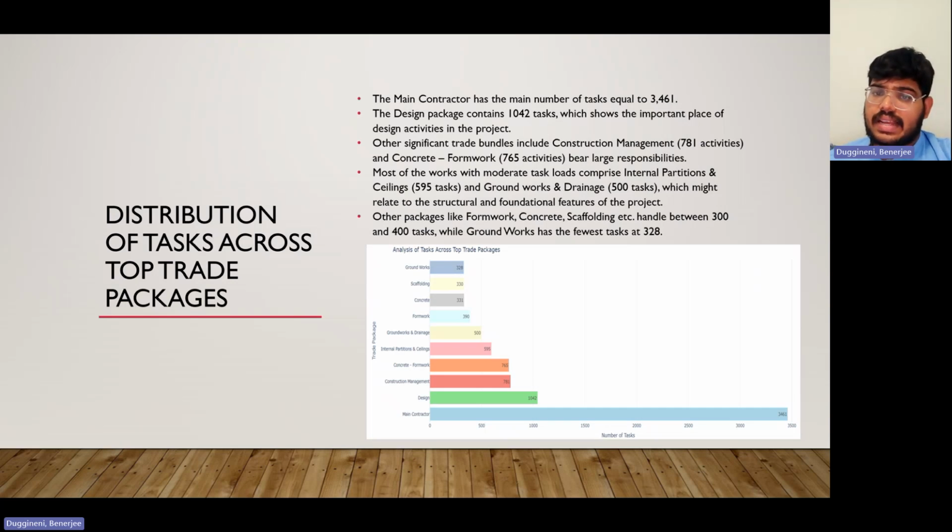And the other packages like formwork, concrete, and scaffolding handle between 300 and 400 tasks. As you can see, the groundworks and scaffolding took a number of tasks, like the main contractor, which indicates the number of tasks in the trade packages.